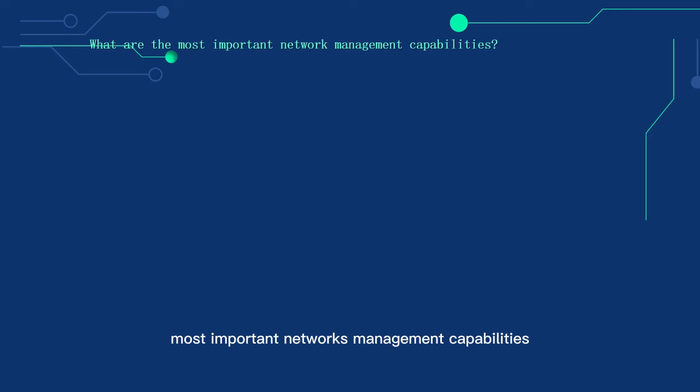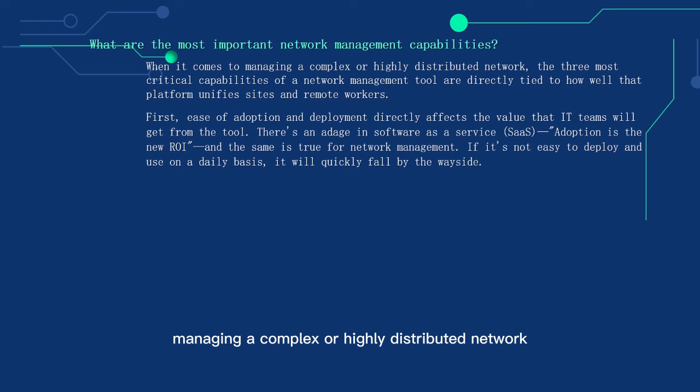What are the most important network management capabilities? When it comes to managing a complex or highly distributed network, the three most critical capabilities of a network management tool are directly tied to how well the platform unifies sites and remote workers. First, ease of adoption and deployment directly affects the value that IT teams will get from the tool.